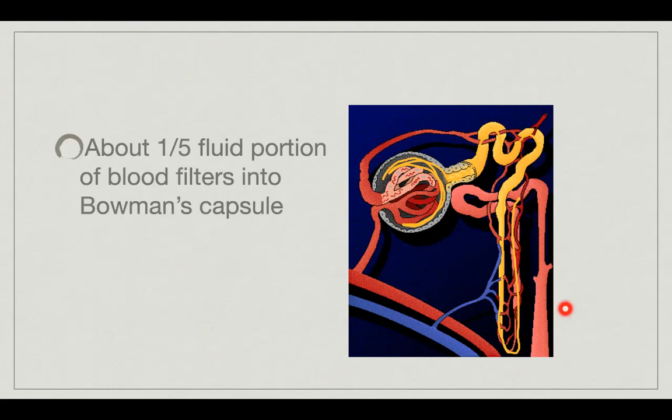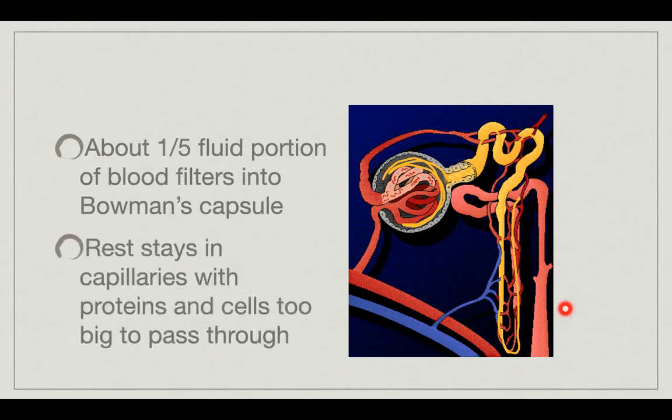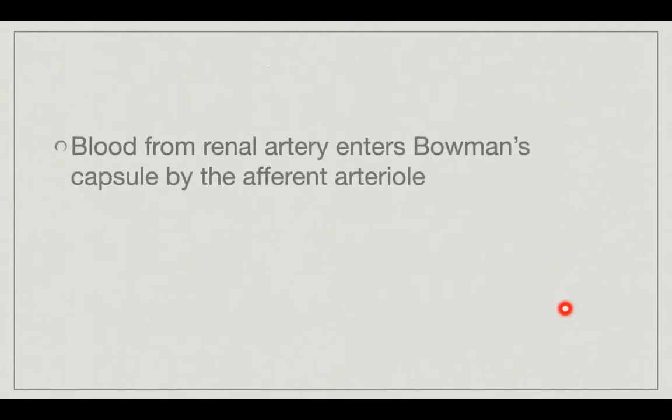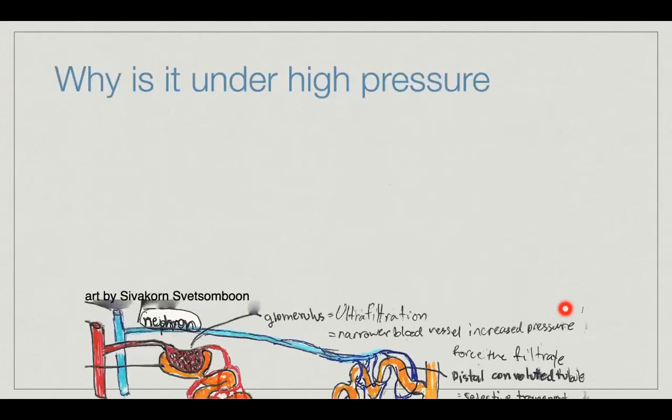So about 20% of the fluid portion of your blood filters into the Bowman's capsule. The rest of it, like I said, stays here and continues through the capillaries that surround the renal tubules. Right, from the renal artery going into the Bowman's capsule is something called the afferent arteriole. And like I said, it's under a high amount of pressure.